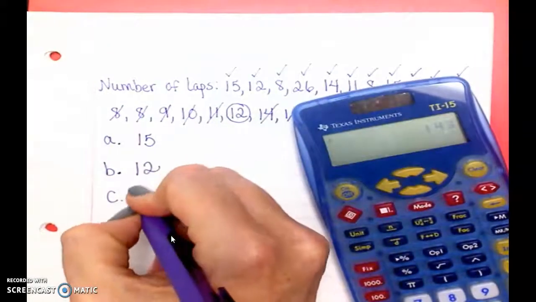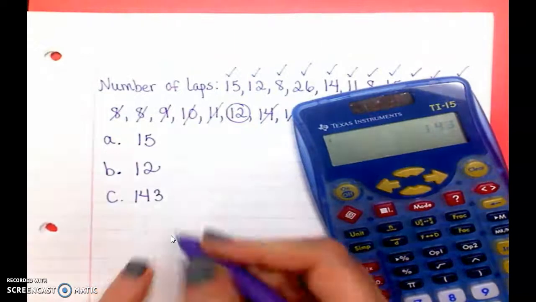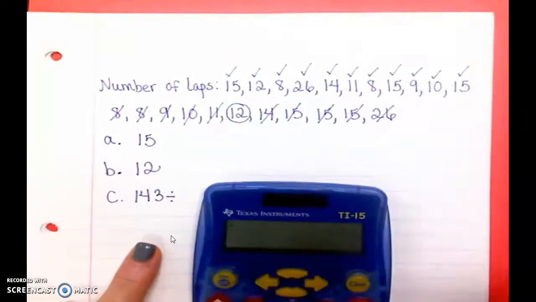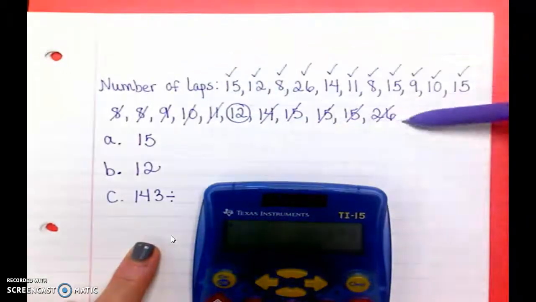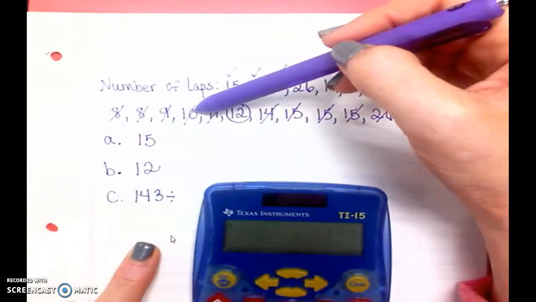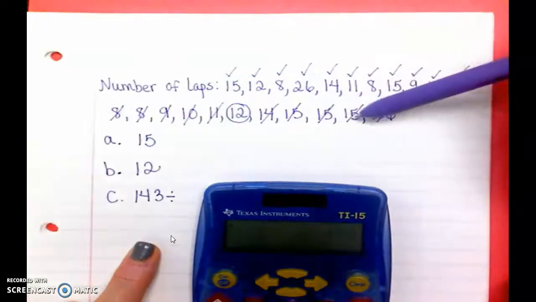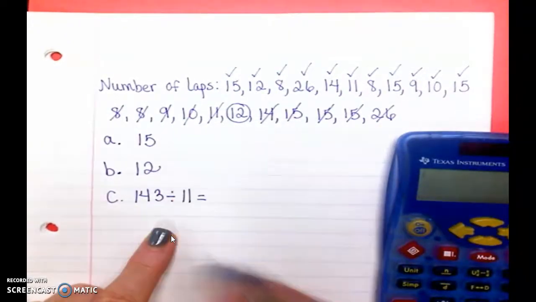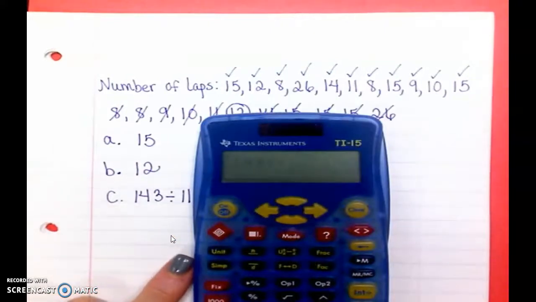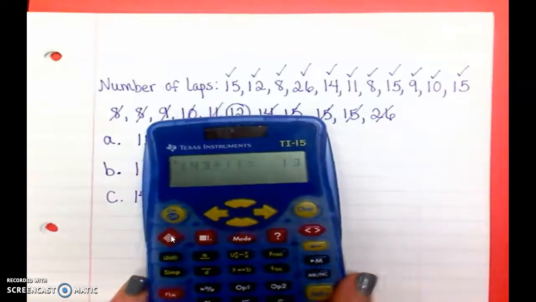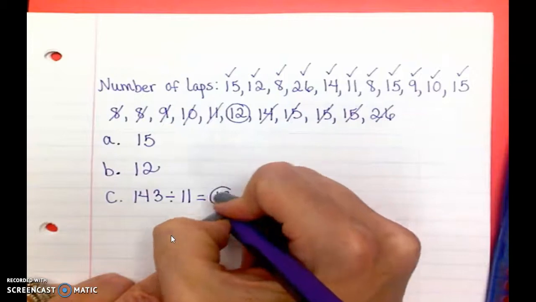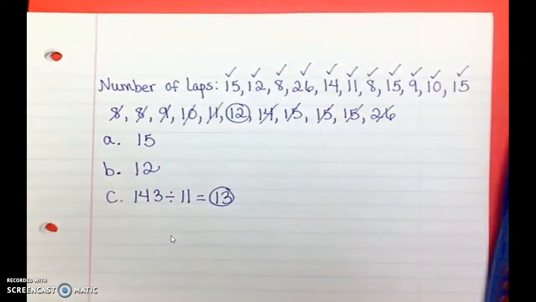So 143, and then we need to divide by how many numbers are in that list. So we've added all these up. We have 1, 2, 3, 4, 5, 6, 7, 8, 9, 10, 11. So we have 11 numbers. So we're going to take 143, divide by 11, and we get 13. So the average is going to be 13.